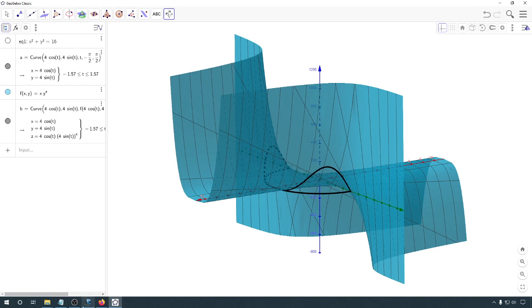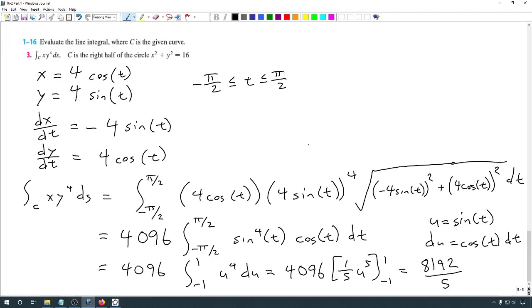Now, of course, that interpretation really does require us to be working with something in 2 dimensions. Once we actually start looking at line integrals over curves in 3 dimensions, we're going to lose that interpretation. But at the very least, that's a way of thinking about what the line integral means over a 2-dimensional curve.